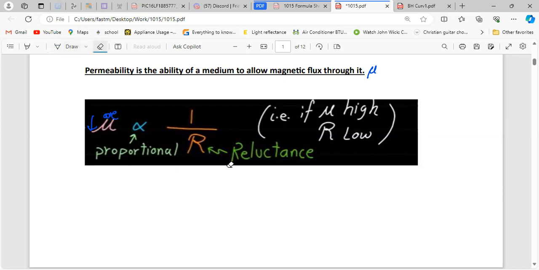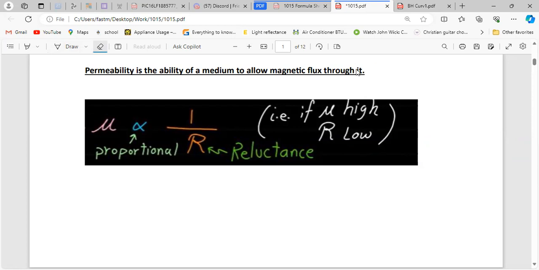So if I increase the permeability, reluctance will decrease, which makes sense because if a certain material has a higher permeability, it allows flux to go through it more easily. If it has a low permeability, it will not allow flux to go through as easily. So that's something to remember. All right, a little equation you can remember. So we went through Ampere's circuit law.